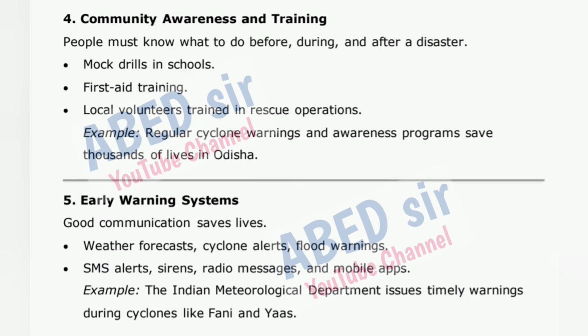5. Early warning systems. Good communication saves lives. Weather forecasts, cyclone alerts, flood warnings. SMS alerts, sirens, radio messages, and mobile apps. Example: the Indian Meteorological Department issues timely warnings during cyclones like Fani and Yas.